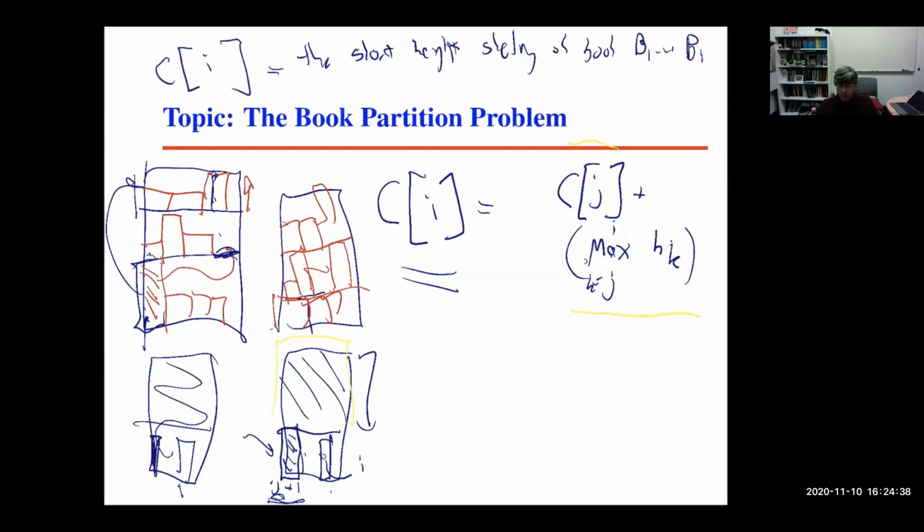Now, what is the value of J that I want it to be? I am going to claim that the best J is going to be the minimum over all J of this sum there, such that the width, as k goes from J to I, the width of k is less than the max width.